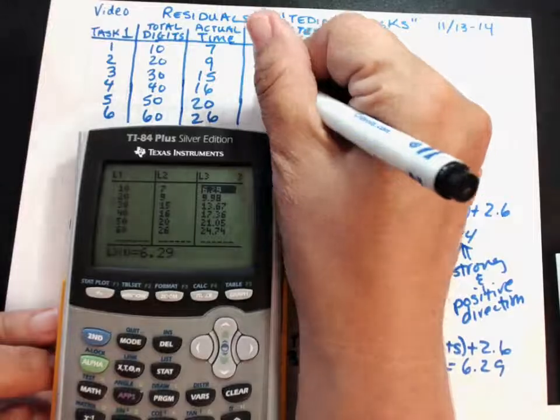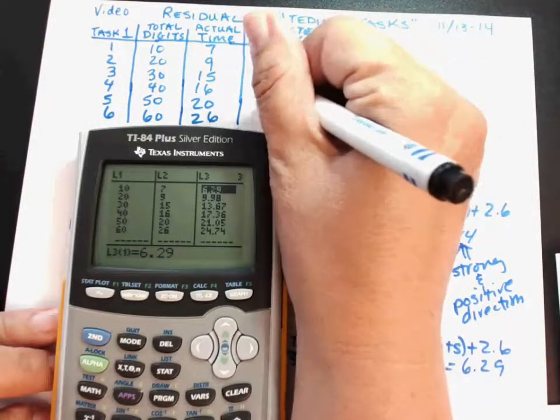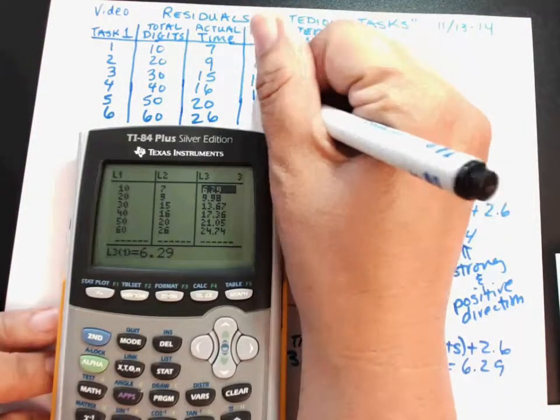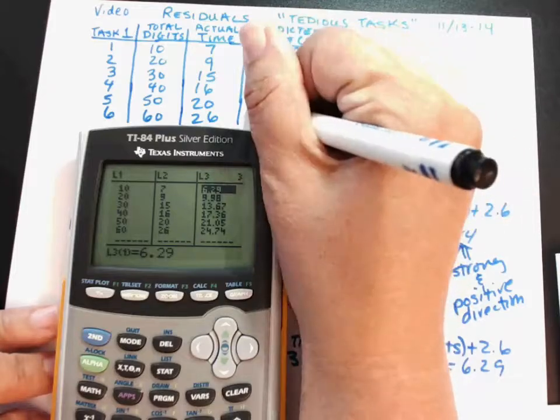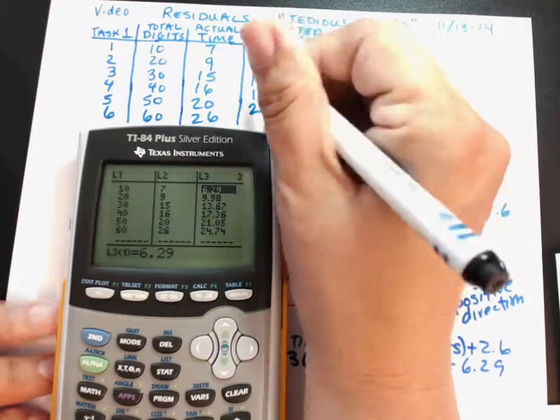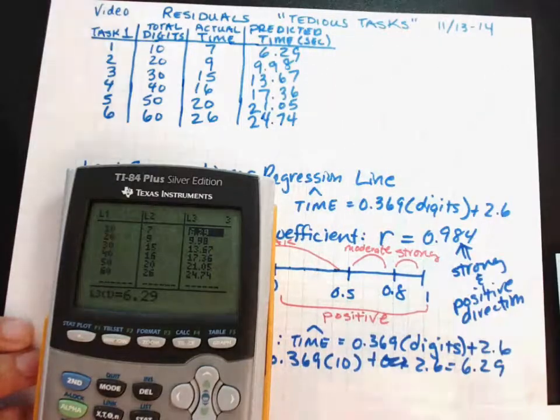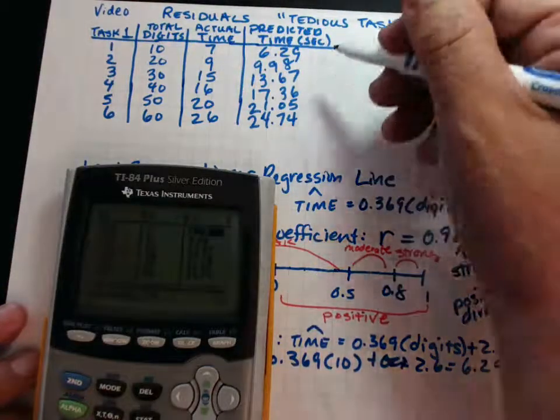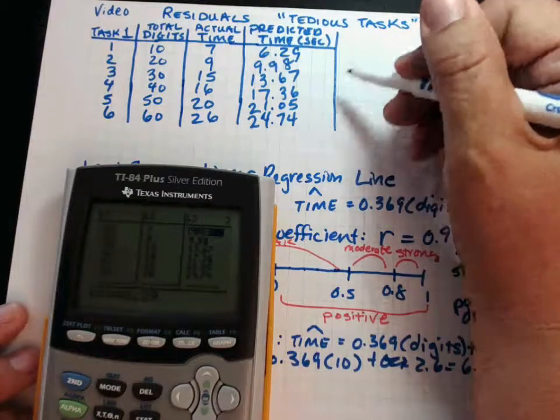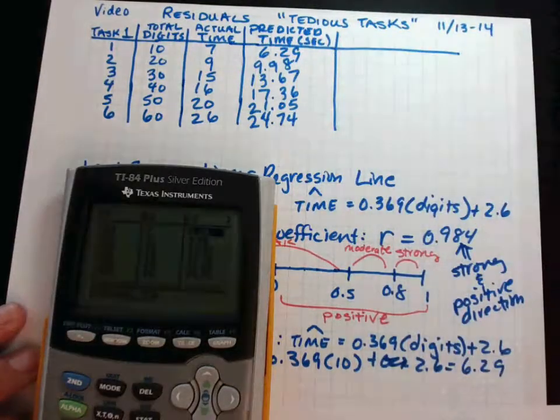6.29, 9.98, 13.67, etc. So that saves me a little bit of time when I'm trying to predict a bunch of predicted times. Which brings me back to what I just said, which is something called a residual.